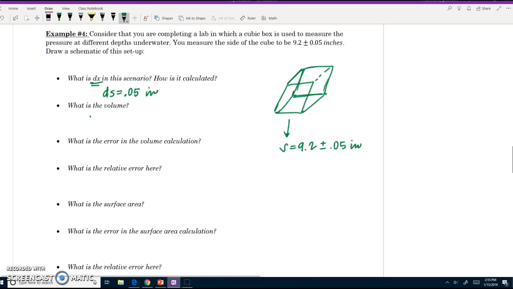Then we can calculate the volume. The volume is going to be a length times the width times a height. Since we have a square box, all sides are the same, that's just going to be s cubed. Here we can take that 9.2 and cube it, so we'll get 9.2 raised to the third. That's going to give you 778.688.